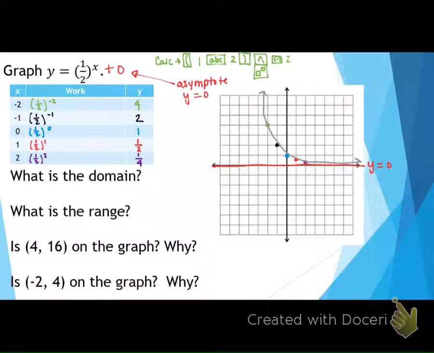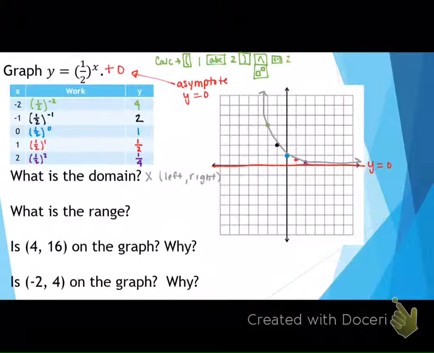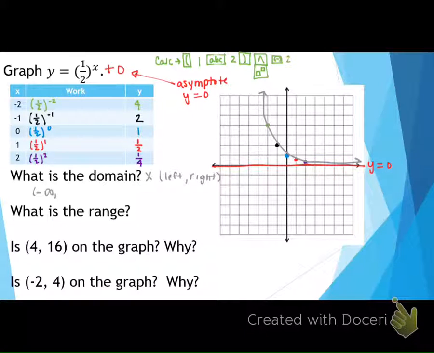Okay. Let's start with the domain, which is x, and it's left to right. Carly, what do you notice about our domain on this one? Somebody else answered. So what do you notice about the domain? Will it go on to the left forever? Yes. So that is what? Negative. Negative what? Good. And does it go on to the right forever? So that is negative infinity to infinity. Very good.